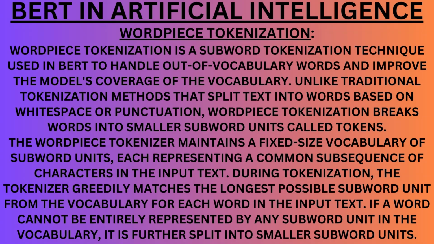The WordPiece tokenizer maintains a fixed-size vocabulary of subword units, each representing a common subsequence of characters in the input text. During tokenization, the tokenizer greedily matches the longest possible subword unit from the vocabulary for each word in the input text. If a word cannot be entirely represented by any subword unit in the vocabulary, it is further split into smaller subword units.